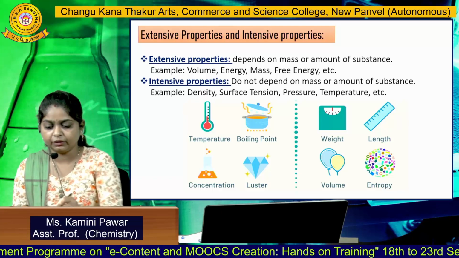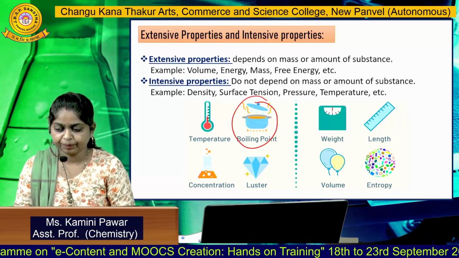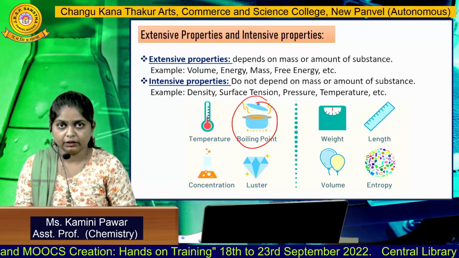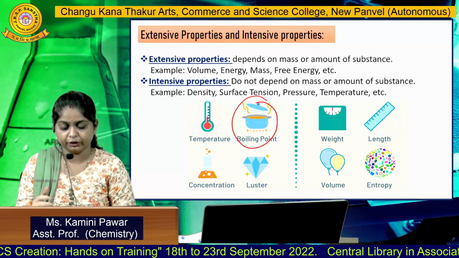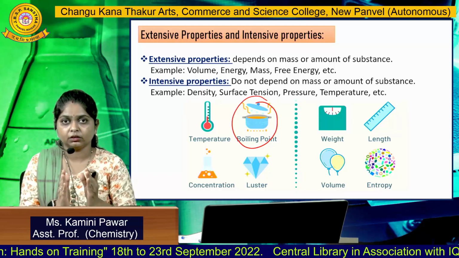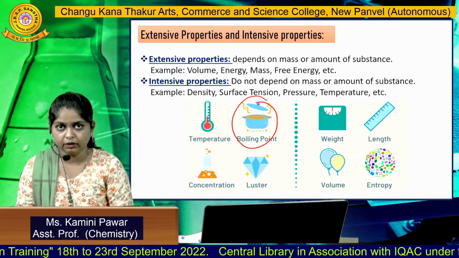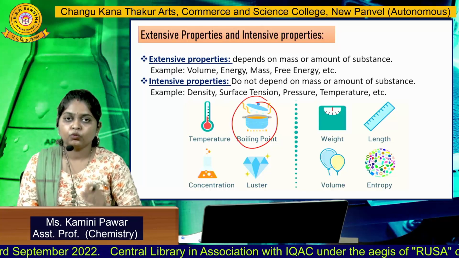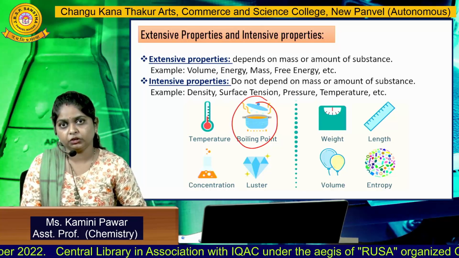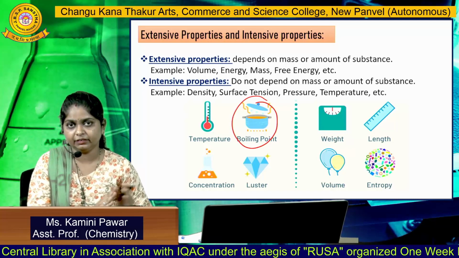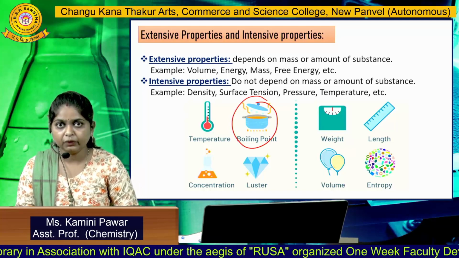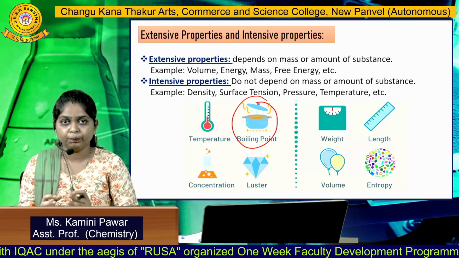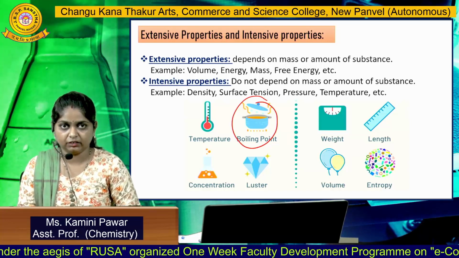You can see in the figure, this is boiling water, and suppose I take this as the boiling point example. Suppose I took 100 cm cube of water, then it shows a boiling point of 100 degrees Celsius. Similarly, for 1 liter of water also, it shows the boiling point as 100 degrees Celsius. That means the boiling point is a property which does not depend on the amount of substance. Okay, so this is the intensive property.